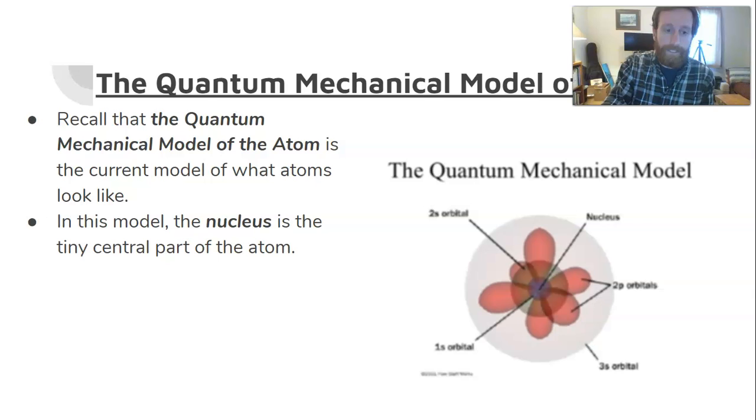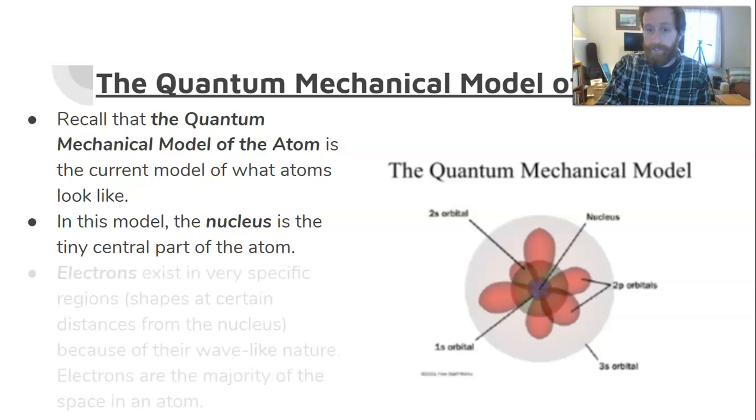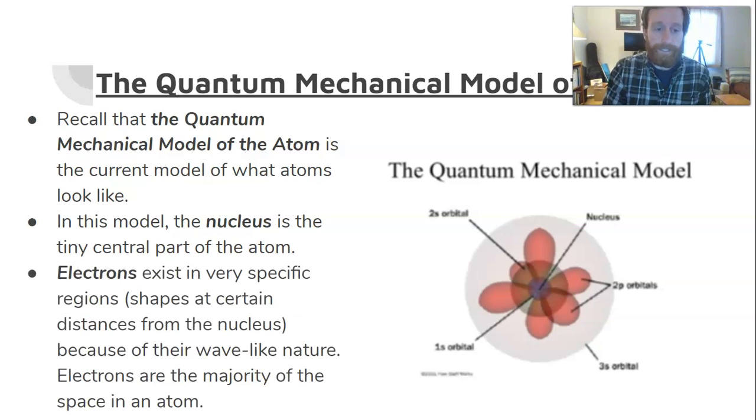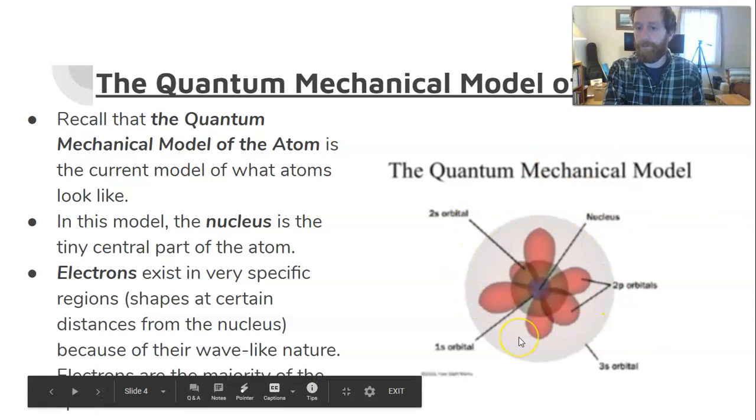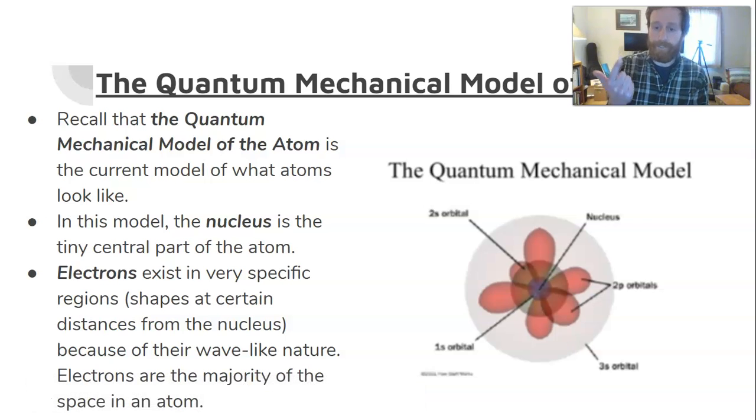In this model, the nucleus is a very tiny central part of the atom, and really what we're concerned with here are electrons. It's the idea that electrons exist in very specific regions, shapes at certain distances from the nucleus because of their wave-like nature, and electrons are the majority of the space in an atom, the majority of the volume. Here's an image of a quantum mechanical model where each of these different colored clouds represents different electrons orbiting at different distances and different shapes.